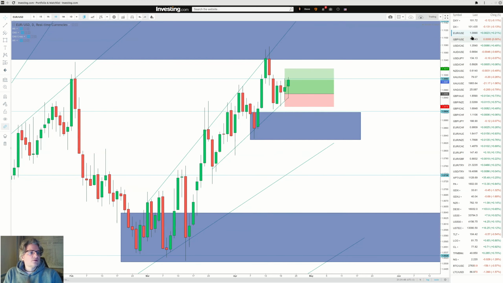Okay, so we're looking at the Euro USD right now, and all these blue areas, these are my demand zones or my supply zones. So here on top we have a supply zone, and here on the bottom we have a demand zone. I'm not going to look at these. I've drawn these based on the weekly charts. But let's have a look here as an example at the daily chart, at this zone right here.